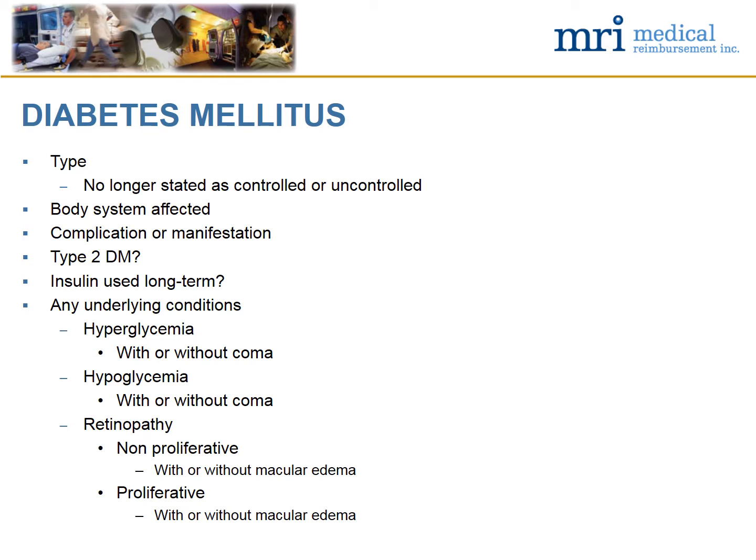Diabetes is no longer stated as controlled or uncontrolled. Other than that, it's the same with a few exceptions. We just need to know if there are any complications or anything going on with the diabetes, and any underlying conditions. If hyperglycemia or hypoglycemia is noted, we need to know if it's with or without coma. And retinopathy, we need to know more detail regarding macular edema and so forth.